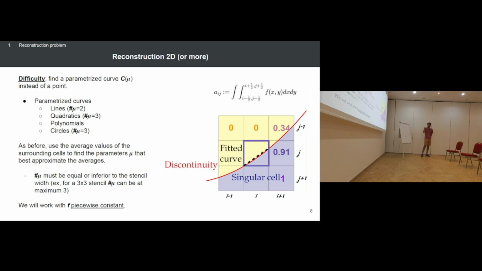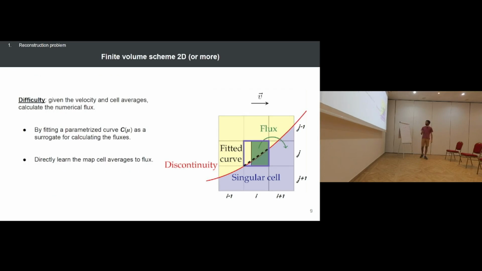And for our case here, to study it, we will use piecewise constant functions, so we have the assumption that the function will be 0 and 1. And in the middle, you will have some intermediate value. With these values around, you would like to find the parameters of the curve that tries to fit the discontinuity. Okay?